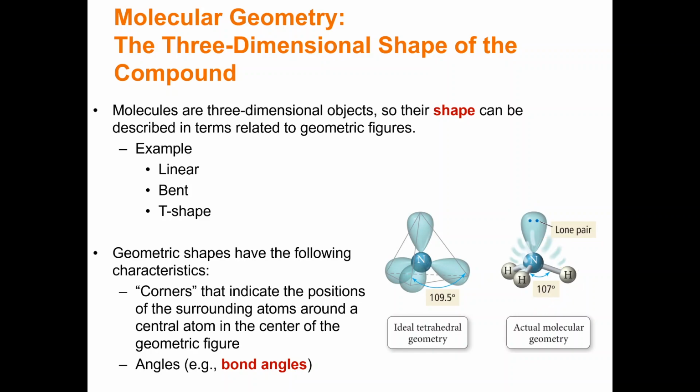So remember, we always want to maximize the space between our electrons. So valence shell electron repulsion, that's part of what we're talking about when we talk about VSEPR.